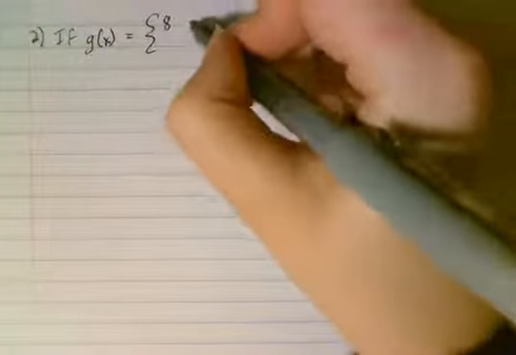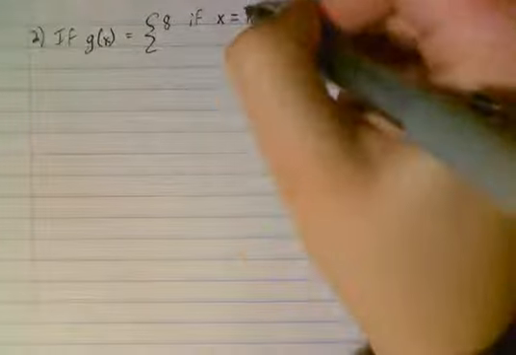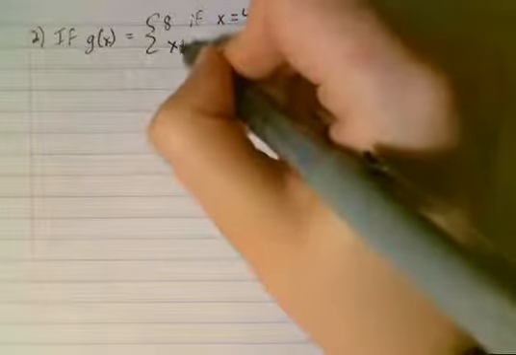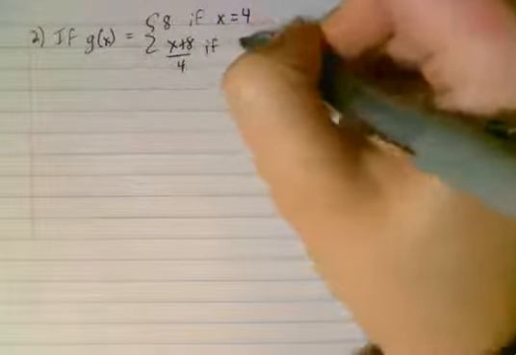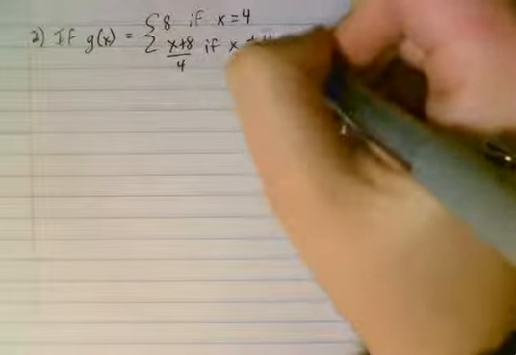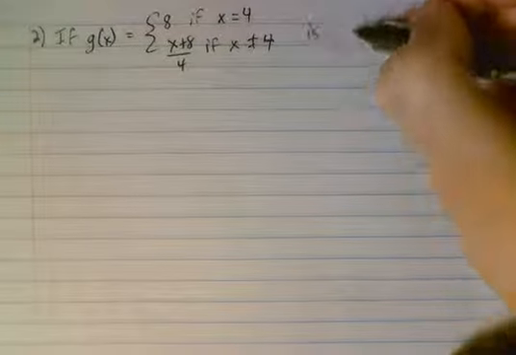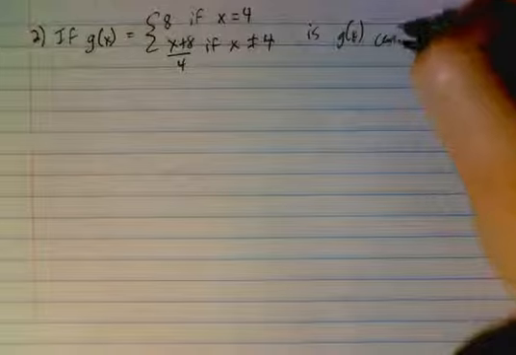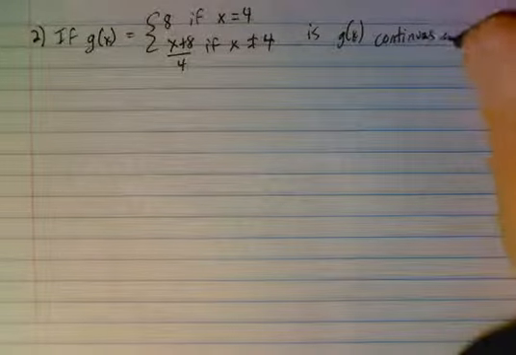Okay, let's do a couple other practice problems with continuity. If g of x equals 8 if x equals 4, and equals x plus 8 over 4 if x does not equal 4, is g of x continuous at 4?